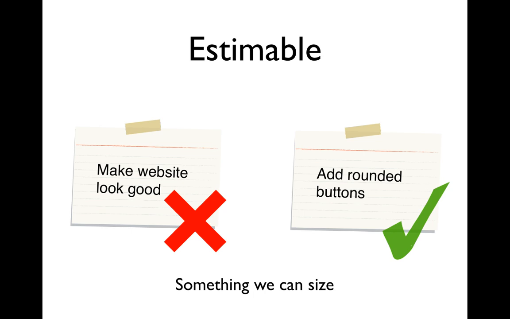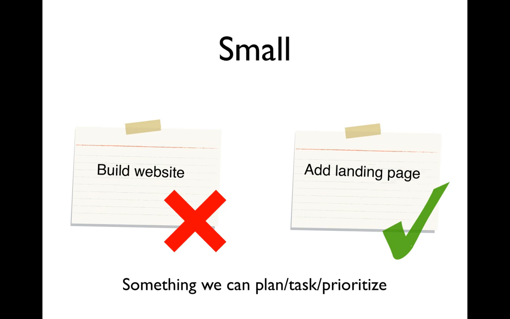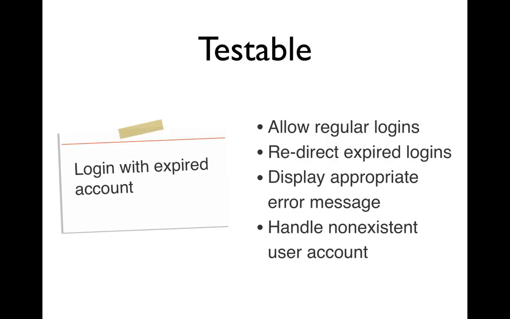Estimable stories are ones that we like to be small, that we can size. Small is nice because it's something that's great for planning, tasking, and prioritizing. And we really like our stories to be testable because if our customers can describe what success looks like for a given story, then we'll know when we're done.